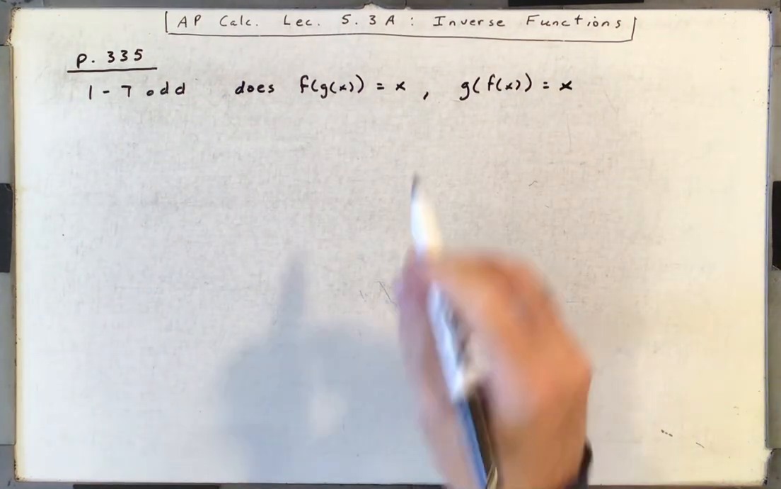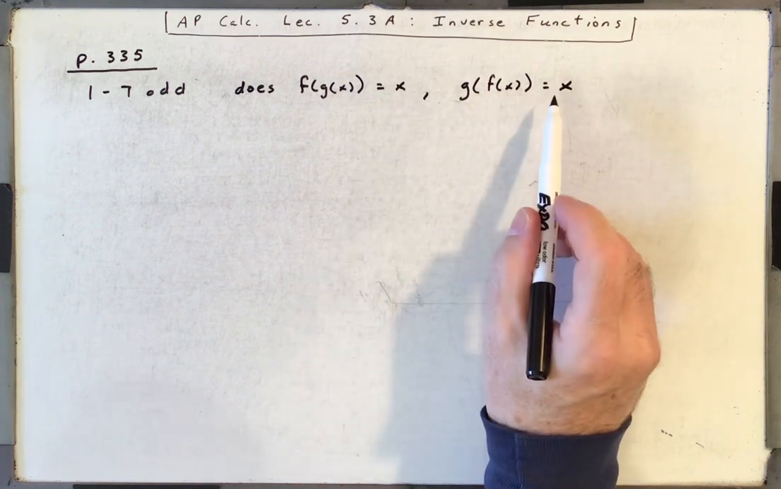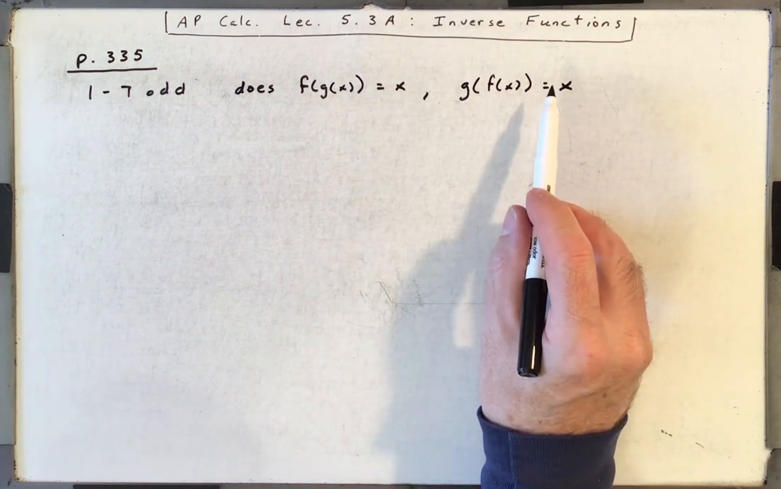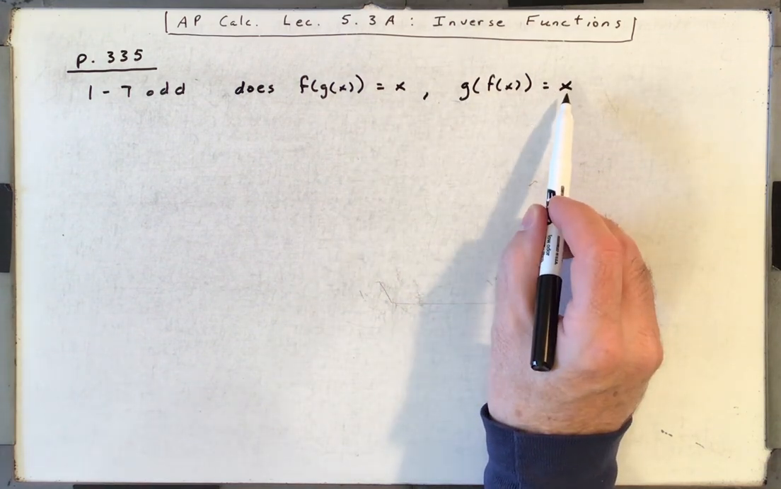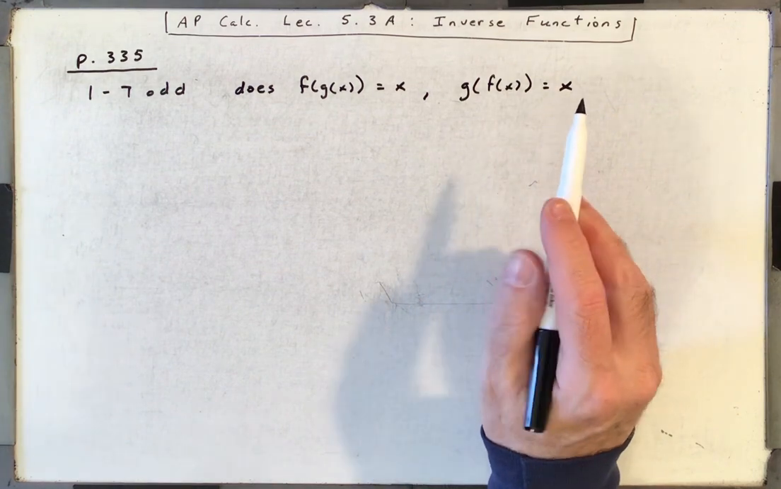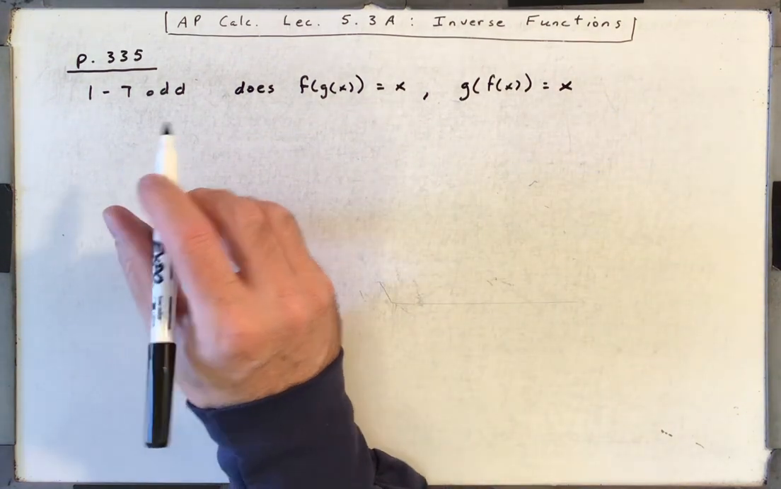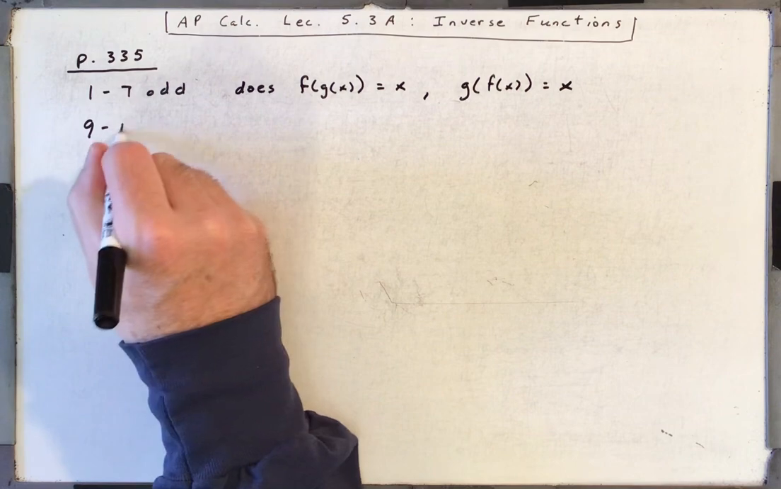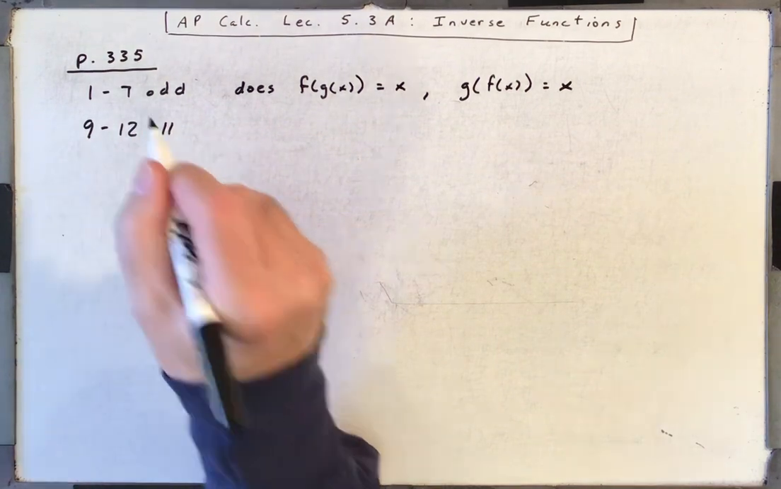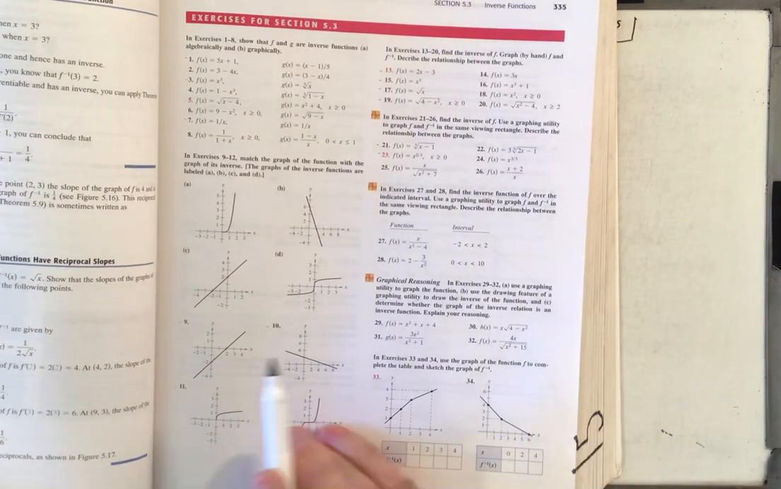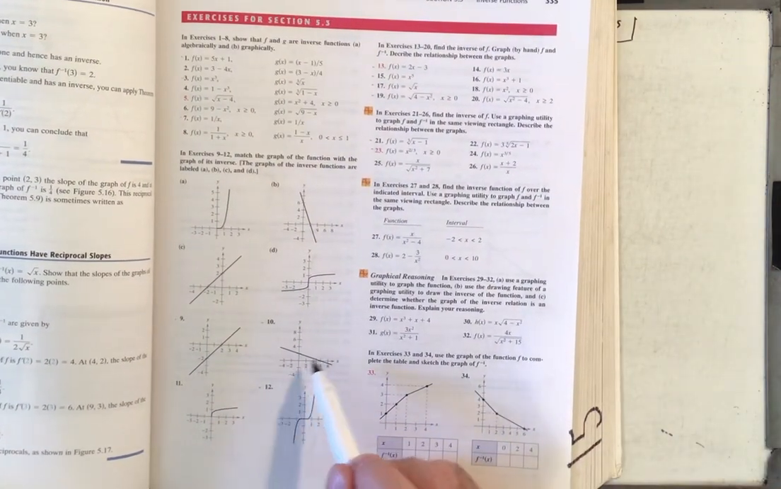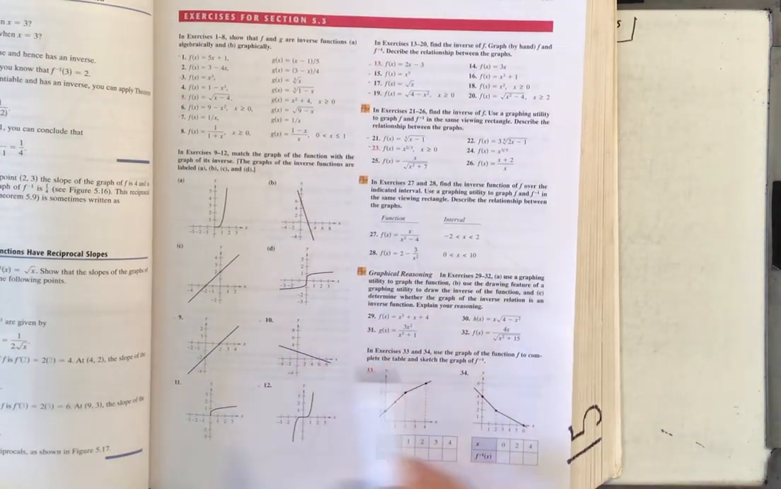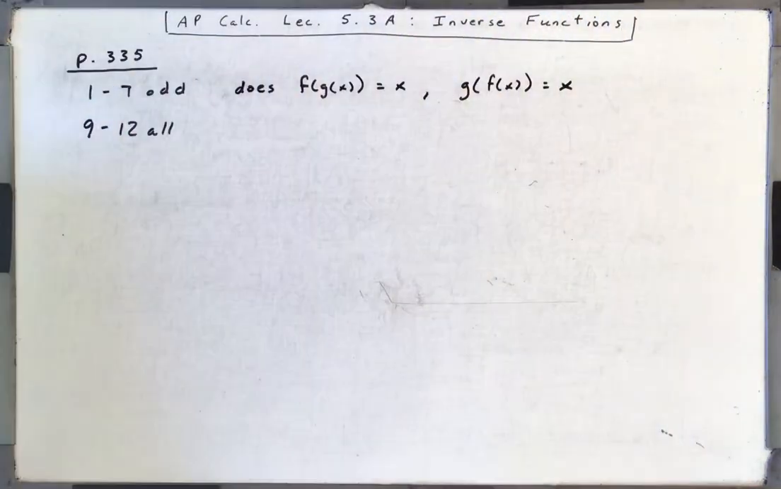Okay, so you're going to do the plug-in, simplifying. They should, if they are inverses, boil down or reduce down to x. Okay, 1 through 7 odd. You're going to do 9 through 12, all of those. Those are just, you look at the graph and think about the y equals x line and try to match the inverses there.